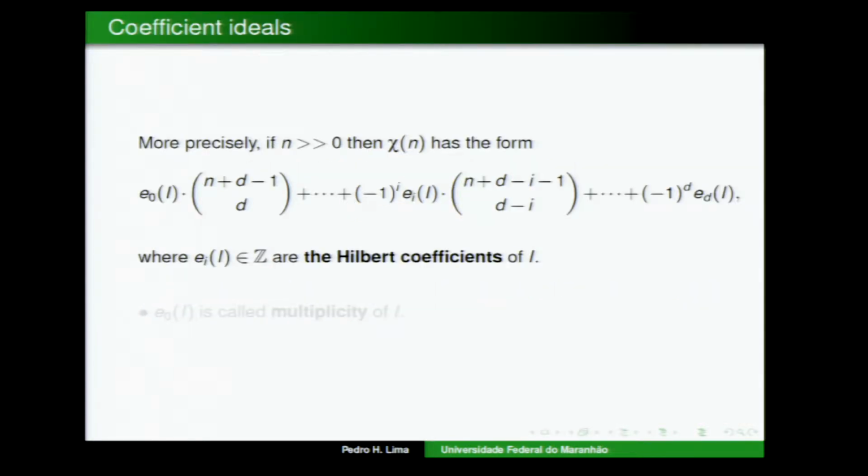To be more precise, eventually it has this form where you can see many integers. These integers here are called the Hilbert coefficients of I. The one at level 0 is the most known. It's called the multiplicity of I.